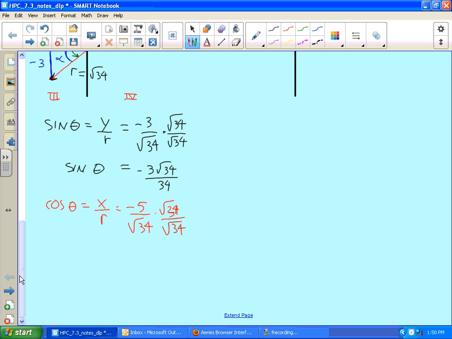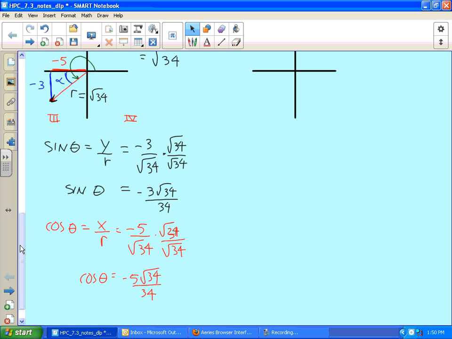And we come up with negative 5 root 34 over 34. So there's our sine and cosine values for that point that's in quadrant number 3.